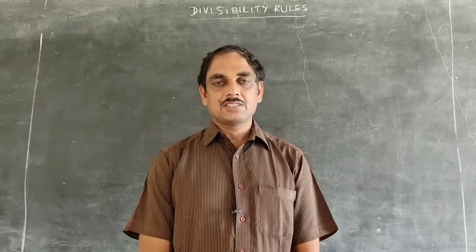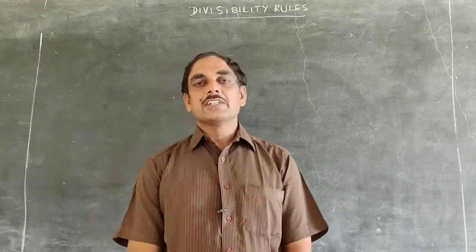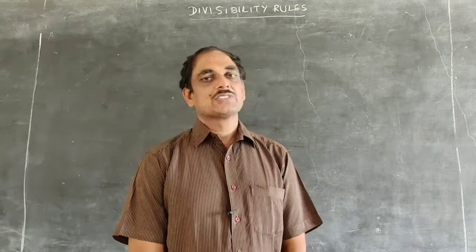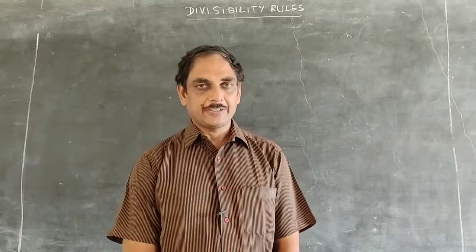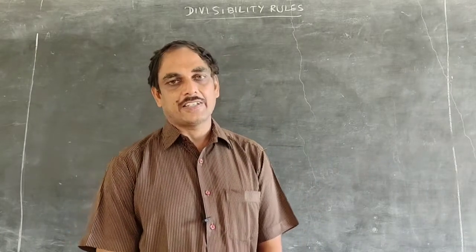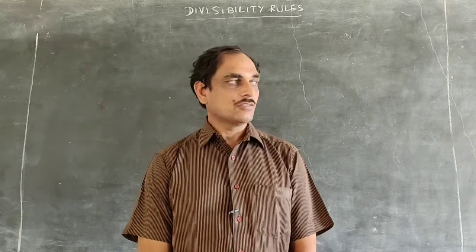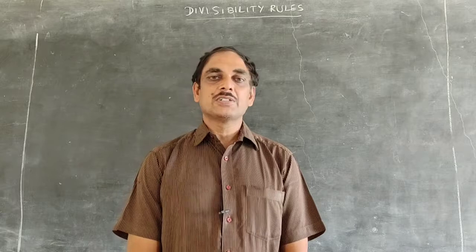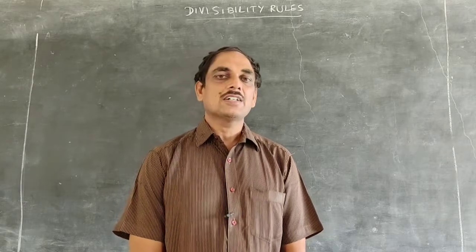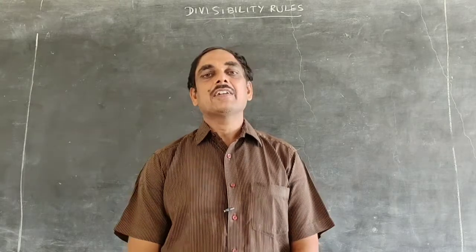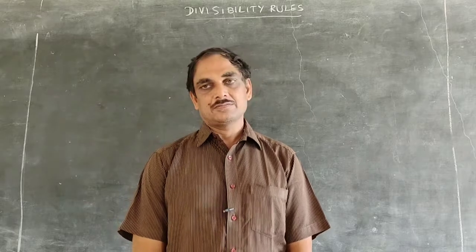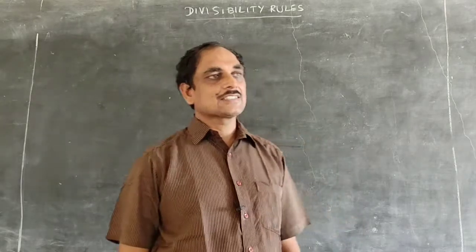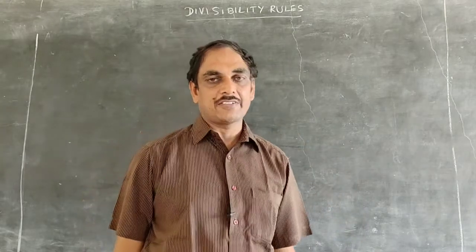In the previous session, we discussed divisibility rules for 2, 3, 4, 5, 9 and 10. Now in this session, we are going to discuss some interesting divisibility rules, that is for divisibility by 7 and divisibility by 11. So first we discuss the divisibility rule for 7.